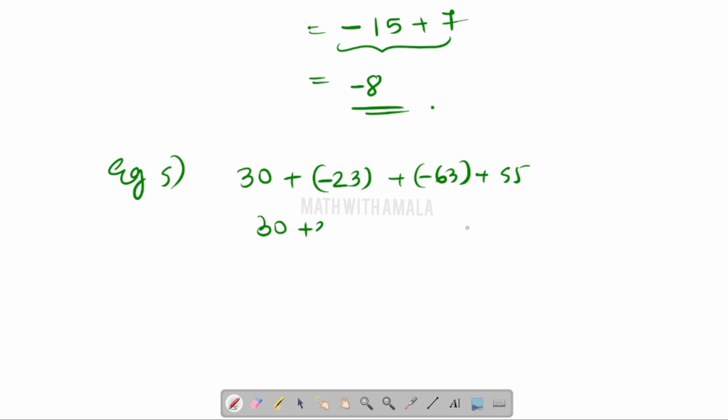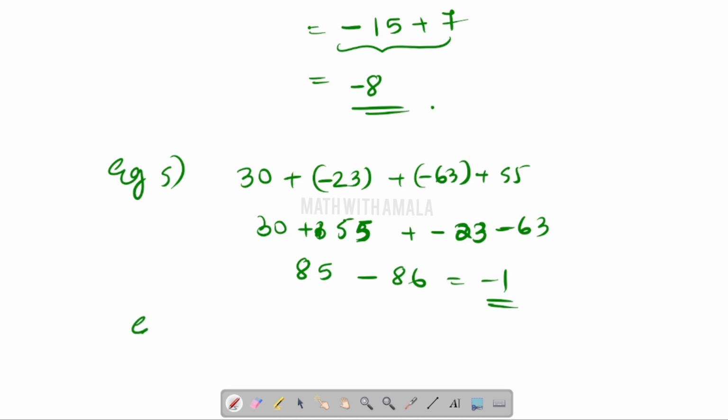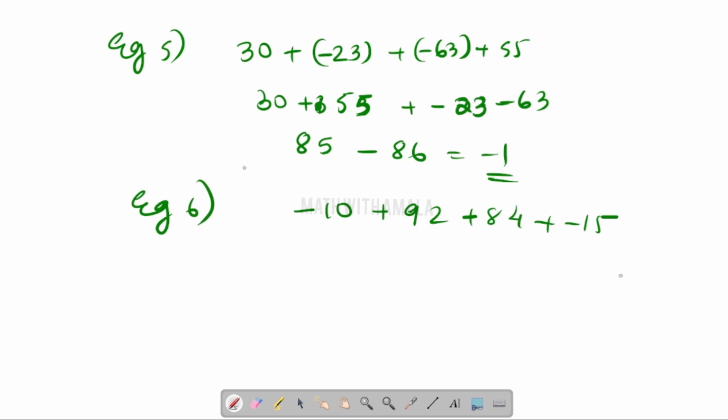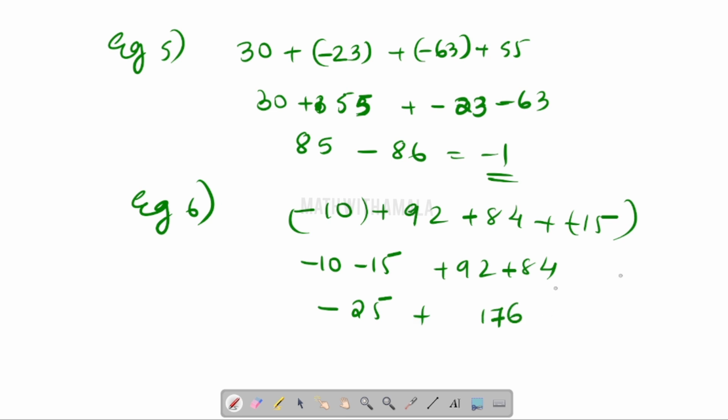Next, 30 minus 20 minus 63 plus 55. That's equal to 30 plus 55 plus minus 23 minus 63. 85 minus 86 equal to minus 1. Minus 10 plus 92 plus 84 plus minus 15. Minus 10 minus 15 plus 92 plus 84, minus 25 plus 176, and your answer is 151.